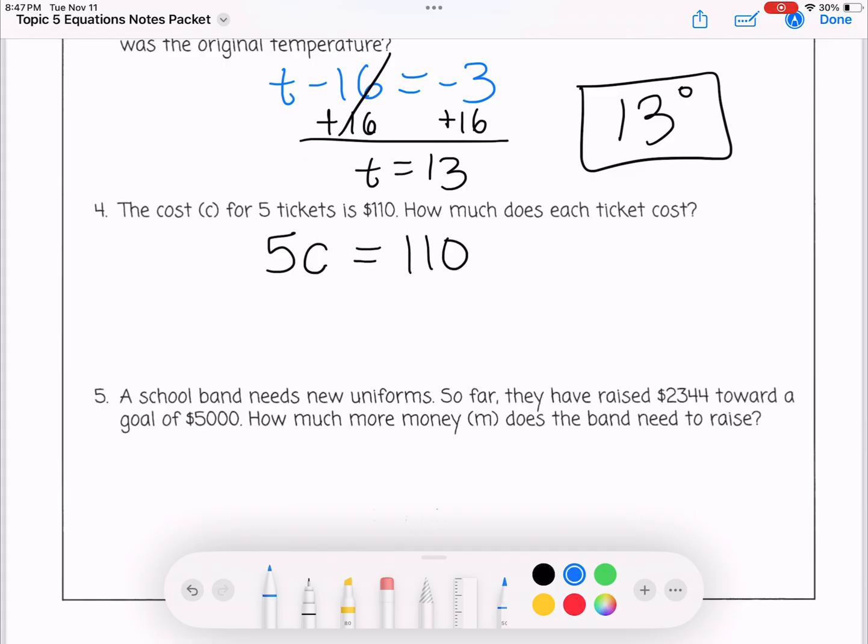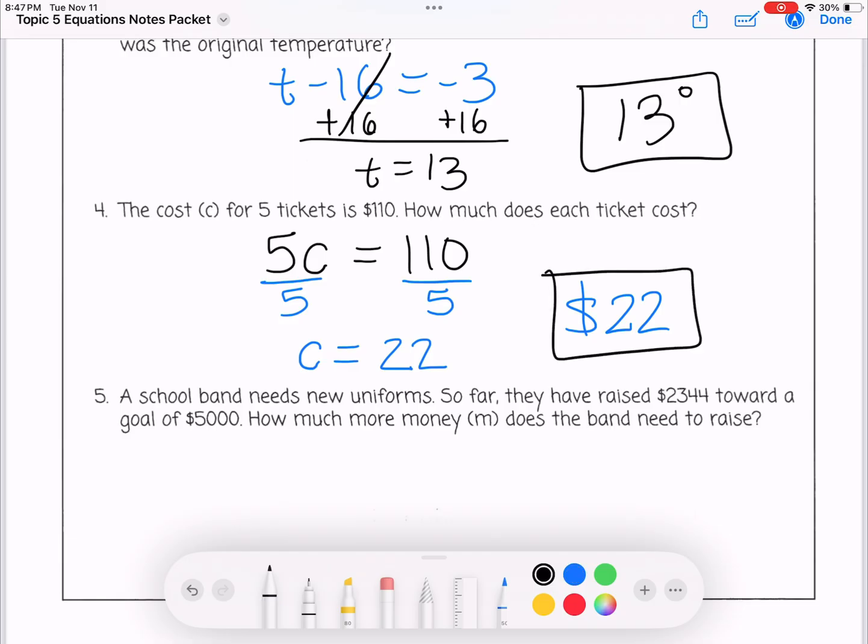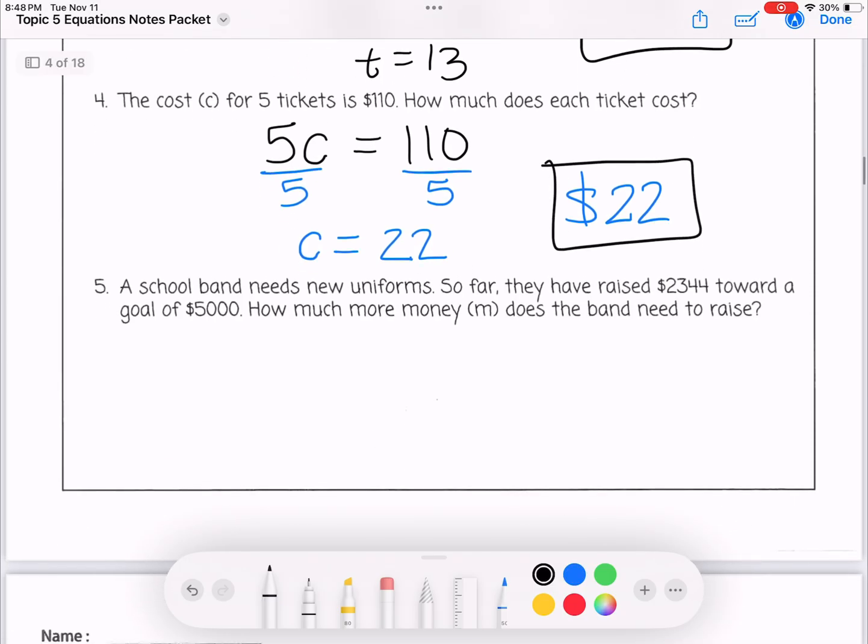Number 4, the cost C for 5 tickets is $110. How much does each ticket cost? So 5 times C, or 5C, equals 110. I solve it by dividing both sides by 5. When I do that, I get an answer of C equals 22. So each ticket costs $22.